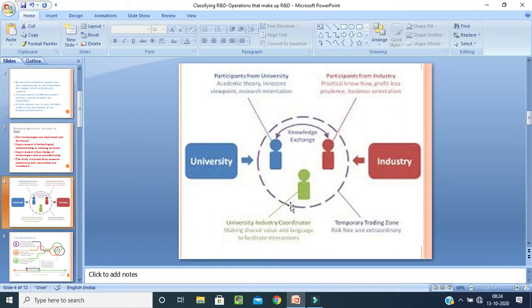It's a project. The green one is a project. So temporary, and what is this? The blue color is a temporary trading zone, risk-free and extraordinary, where university-industry coordination will take place. This is both coordination of the industry and coordination of the university. That is nothing but the project. So the project focuses mostly on the university level as well as the industry level.